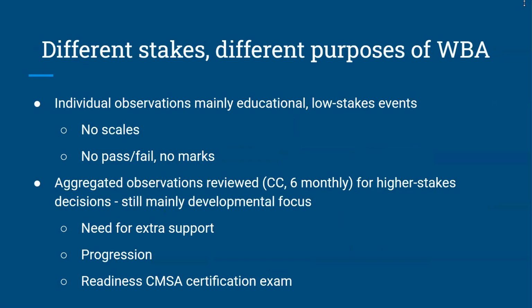EPAs may also be mapped, and thus a trainee's expected progress per EPA over the years of training can be defined. There are different stakes and different purposes of WBA. Firstly, for individual observations, these are mainly educational, low-stakes events. There are no scales attached to the ratings, there's no pass or fail of these observations, and no marks attached to them.